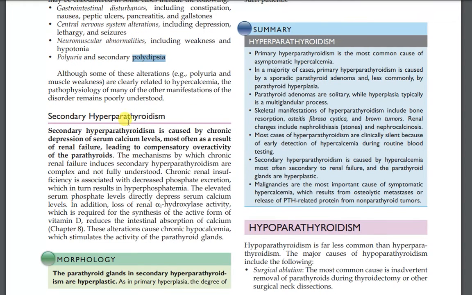Okay, secondary hyperparathyroidism. It's caused by chronic depression of serum calcium levels, most often as a result of renal failure, leading to compensatory overactivity of the parathyroids. So you see, it's a hyperplasia. It's typical hyperplasia, when chronic decrease of calcium leads to overactivity of the parathyroid gland. It is just hyperplasia of the parathyroid glands. It is not related to genetic disorders. It's usually related, as shown here, to renal failure, where most of the calcium is released by urine.